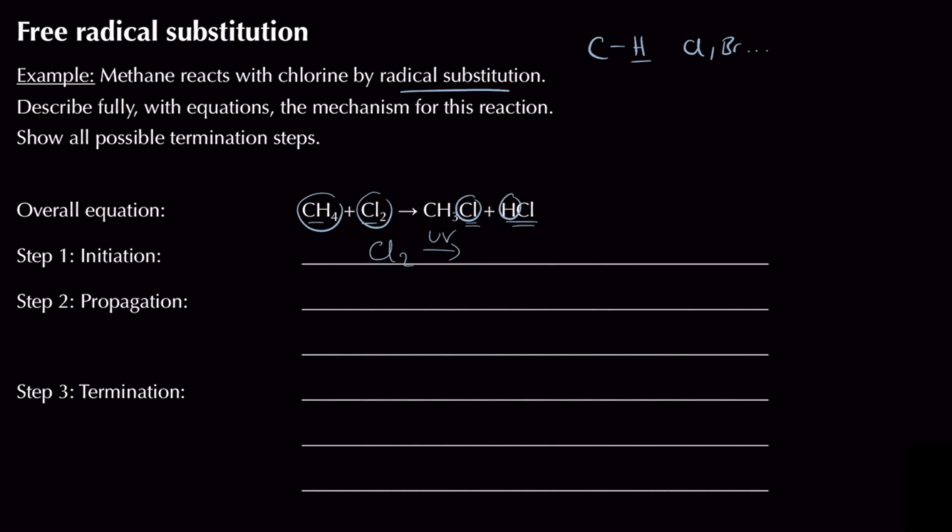We end up with homolytic fission taking place. The covalent bond between the chlorine atoms breaks. One electron goes to each atom, forming two radical species. And that's what I've got over here. And I'm going to show it's a radical by, of course, showing a big fat dot.